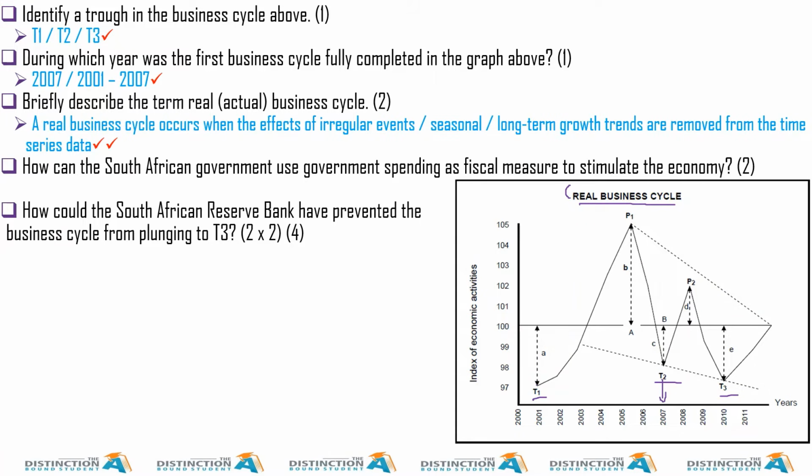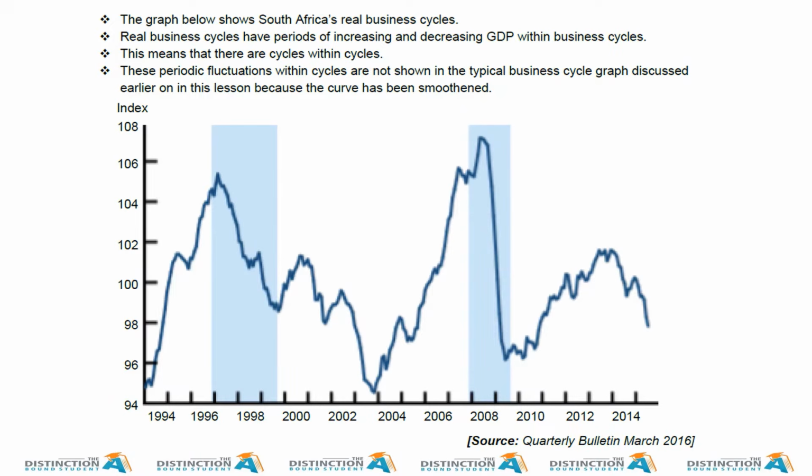This is what I was referring to. It says here, a real business cycle occurs when the effects of irregular events, like what we're going through currently, this pandemic, COVID-19, which is an irregular event, or seasonal or long-term growth trends are removed from the time series data. There's another version of what a real business cycle is, and this one is from my textbook, but this other one is from the Reserve Bank's Quarterly Bulletin in 2016. You can check that document.